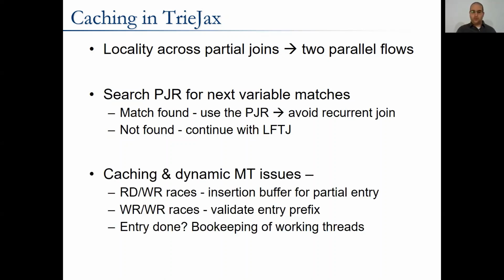Of course, every time we combine caching and multi-threading, we have issues. And in this case, we had several issues. The first is read-write, where a reader tries to read an incomplete entry. So we added an insertion buffer for partial entries. The second problem was write-write, where two threads reach the same partial join and try to update the same entry. So what happened is that entries could have duplicated values. Our solution saved the allocator's prefix and used it to validate that only the allocator can update the entry. And the last problem is, how do we know when an entry is done? We know that we can have multiple threads working on the same entry. So to solve that problem, we added a bookkeeping to the entry to detect when the last thread is done. And when it's done, we move the entry to the PJR cache.